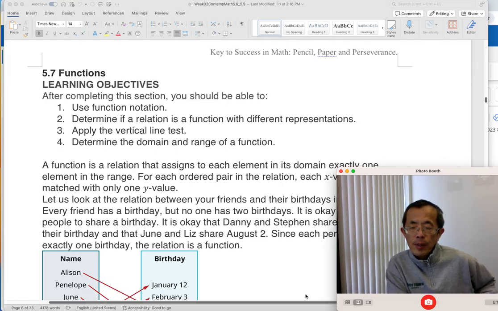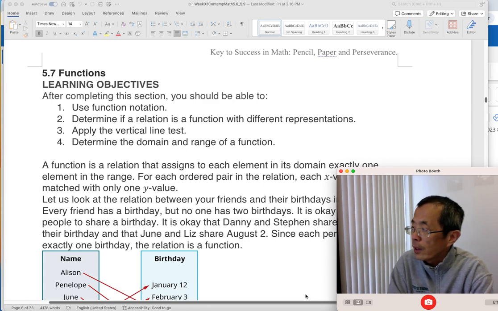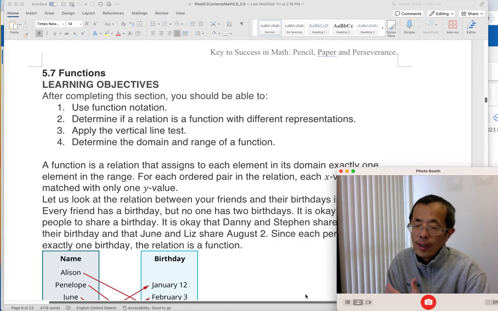A function, basically, is a relationship between two kinds of quantities. The first kind of quantities is called the input, and the second kind is called the output. It also has a special requirement to qualify as a function. The requirement is that for each input, each quantity of input, there's exactly one output. That is a function. I'm not sure if the statement is clear or easy to follow.